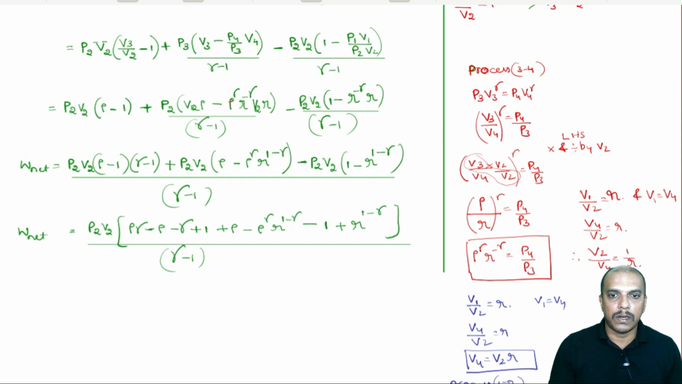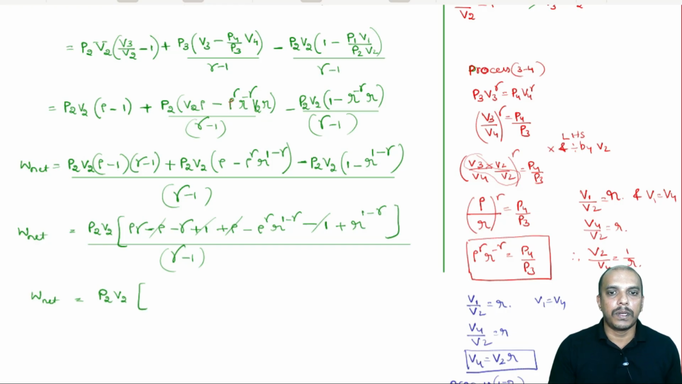Now let us cancel out what is there. Minus gamma and plus gamma cancel out. Plus 1 and minus 1 cancel out. Alright. Now we are remaining with W net is equal to P2 V2 into rho power gamma and this term.